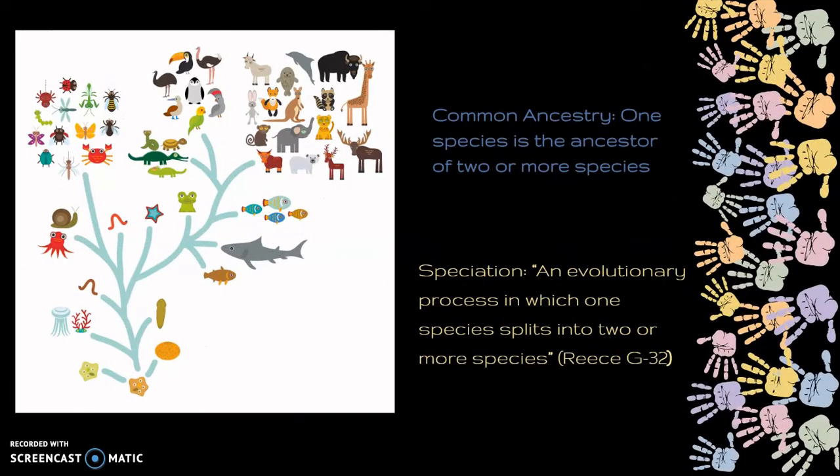So common ancestry: one species is the ancestor of 2 or more species. We all have an ancestor that gave rise to many life forms through speciation. Speciation is an evolutionary process in which one species splits into 2 or more species. So common ancestry deals more with DNA similarities, while speciation deals more with DNA differences, and we can prove speciation and common ancestry by looking at the genome of different species and comparing the similarities and differences.